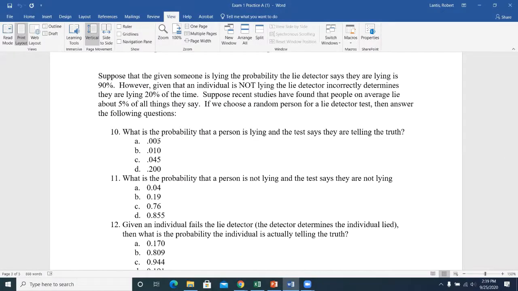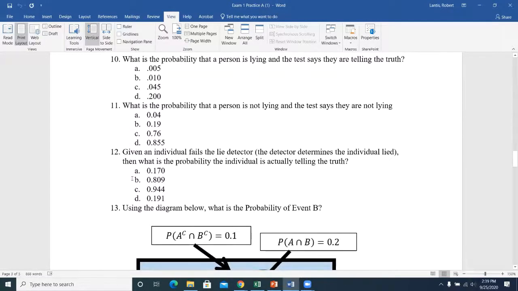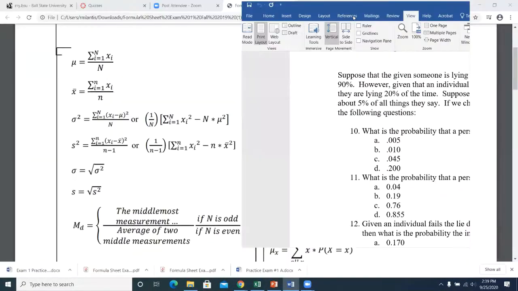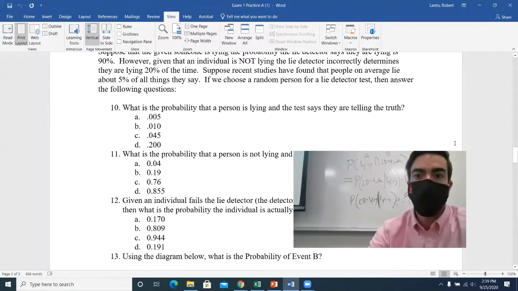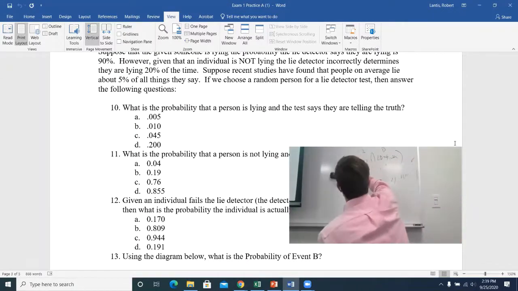Okay. I'm going to skip 11. It's very similar to how you would do 10. And I'm going to go over 12 because I think it's a little bit more difficult. Also, this is practice exam A. Given an individual fails the lie detector test, what's the probability that they're actually telling the truth? Once again, the first place to start is, what am I looking for?